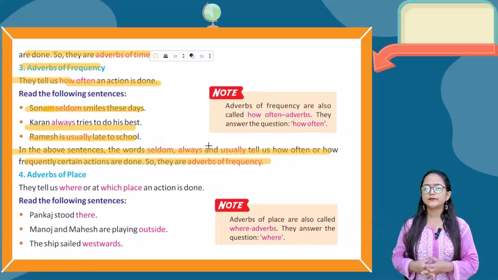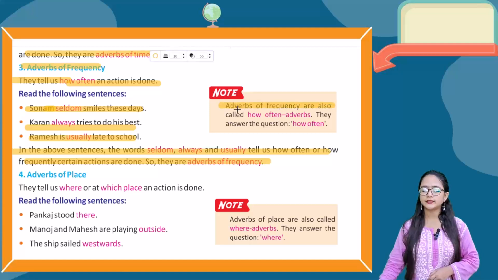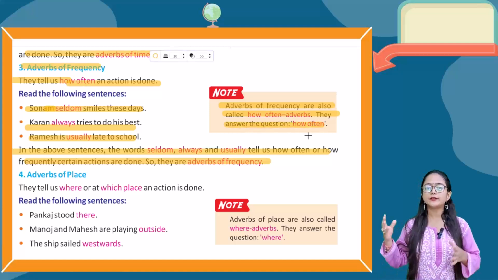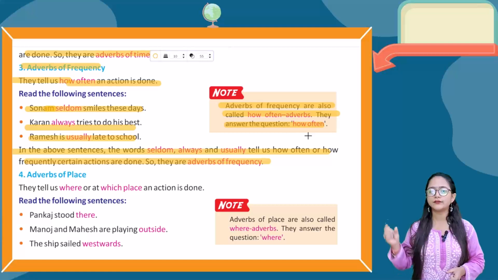Now, before going further, there is a note. The note is saying adverbs of frequency are also called how often adverbs. They answer the question how often. Adverb of frequency is also known as the how often adverb because they answer the question how often.